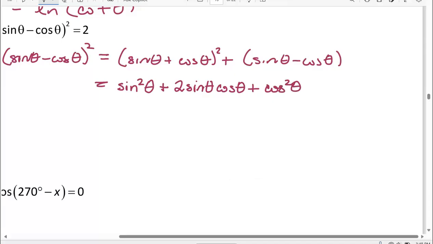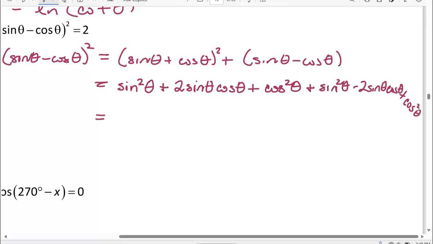So that's the first parentheses multiplied out. The second parentheses multiplied out, if we do that similarly, is sine squared of theta minus 2 times the sine of theta times the cosine of theta plus the cosine squared of theta.